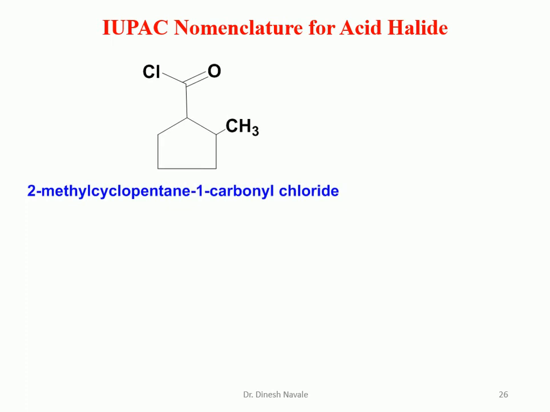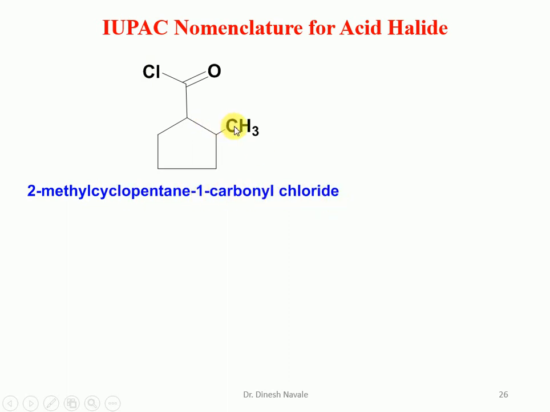So when we give the IUPAC nomenclature for a cyclic acid halide, we have to write the nomenclature with carbonyl halide as the suffix. Now in this case, which is the substituent? Chloride. So it is carbonyl chloride. So it is cyclopentane carbonyl chloride. So this is the name, cyclopentane carbonyl chloride.